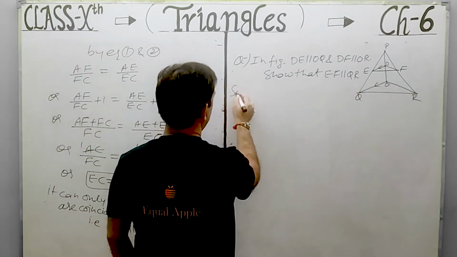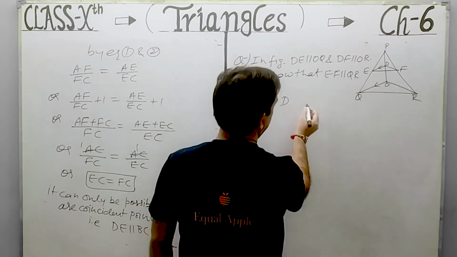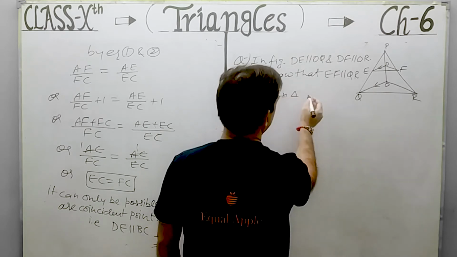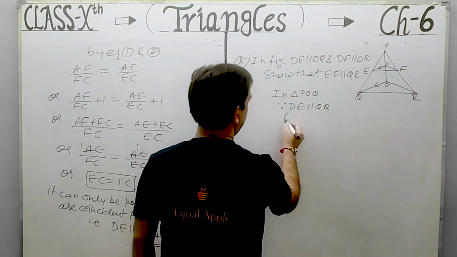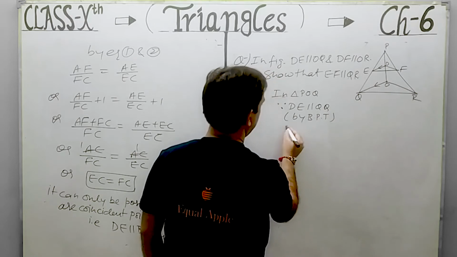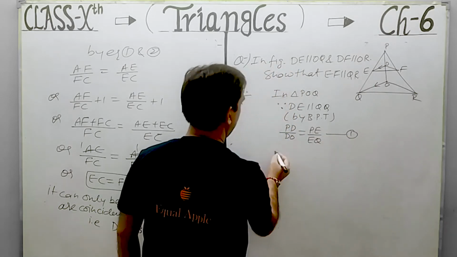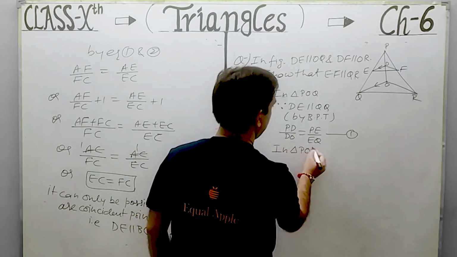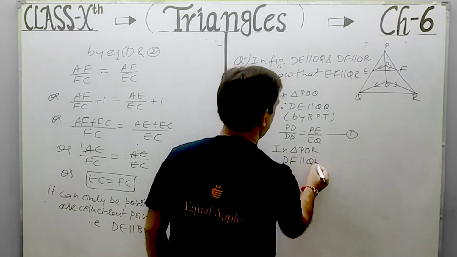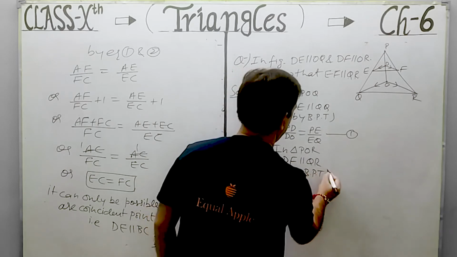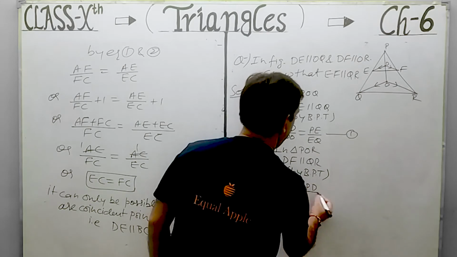So in this solution, first we will write, in triangle POQ, since DE is parallel to OQ, by BPT you can write PD upon DO equals PE upon EQ. This is equation 1. Now in triangle POR, you can see DF is parallel to OR. Again, by BPT, we can say PF upon FR equals PD upon DO.